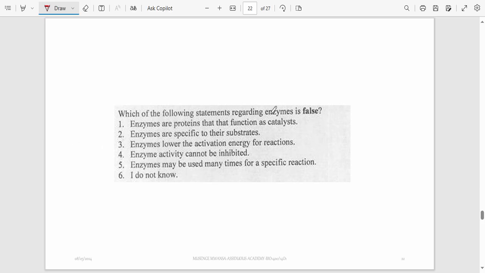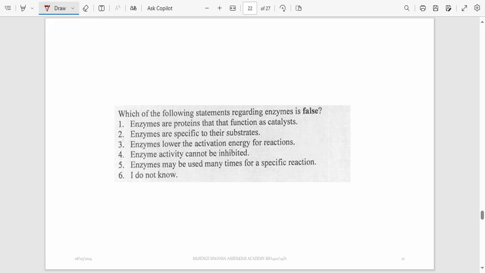Which of the following statements regarding enzymes is false? Enzymes are proteins that function as catalysts. Enzymes are specific to their substrate. Enzymes lower the activation energy for reaction. Enzyme activity cannot be inhibited. Enzymes may be used many times for a specific reaction. Which one amongst these is not correct? We want what is not correct.